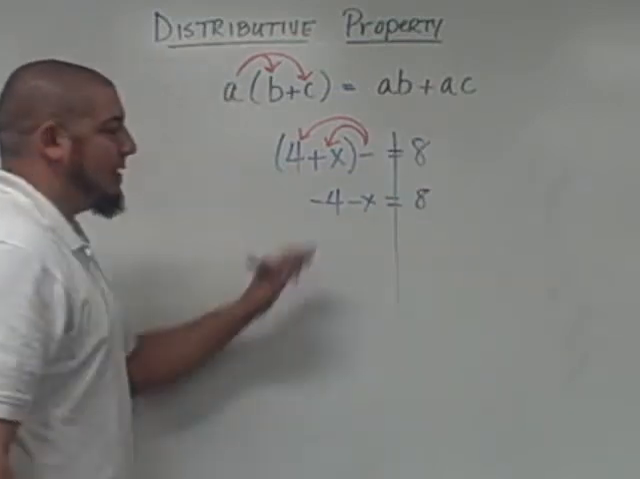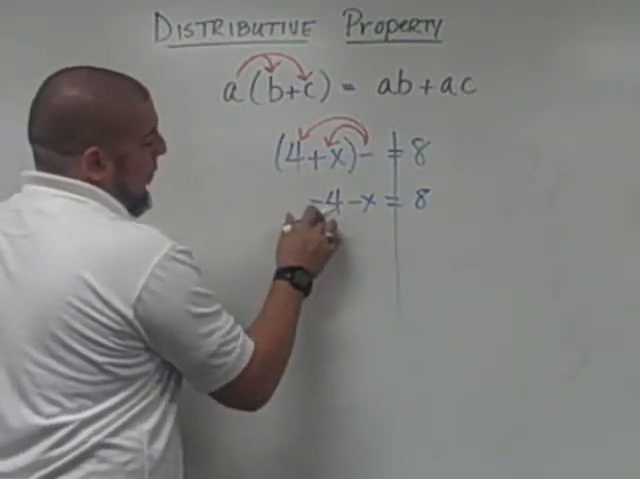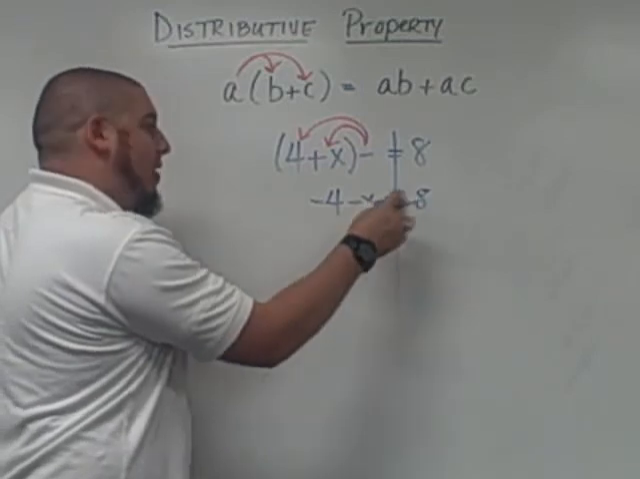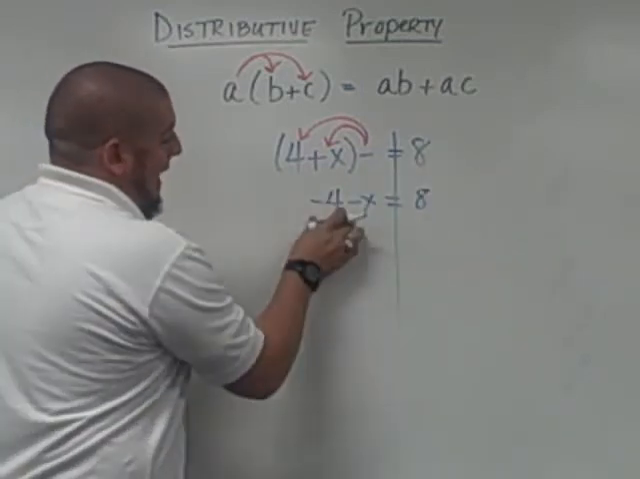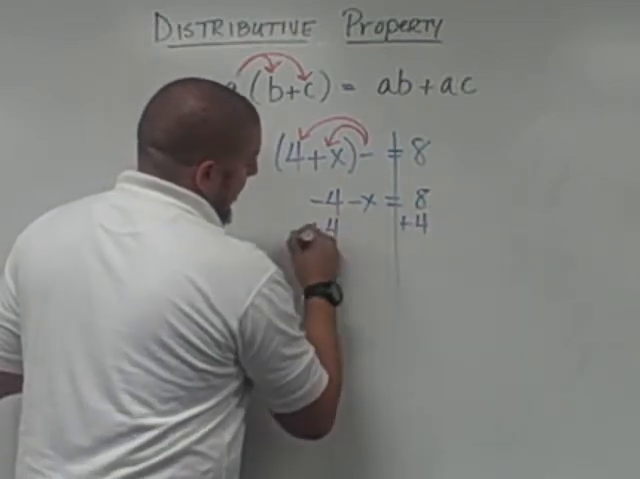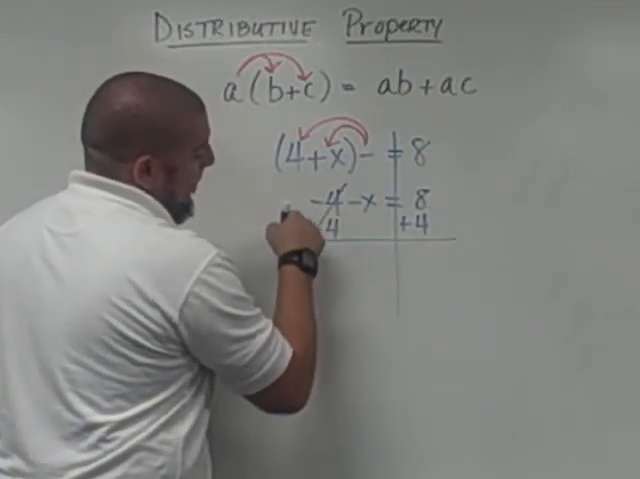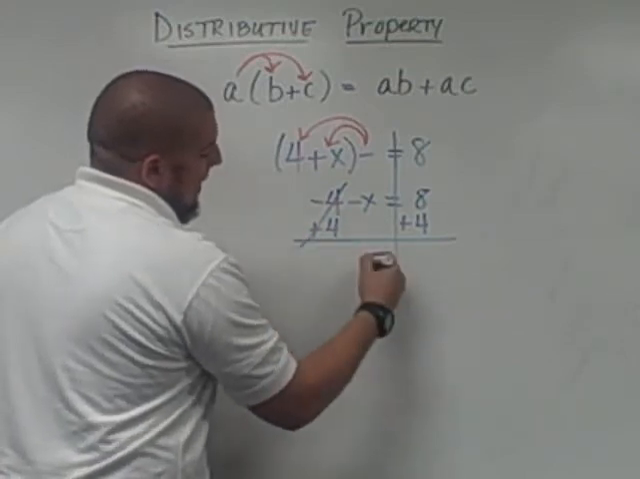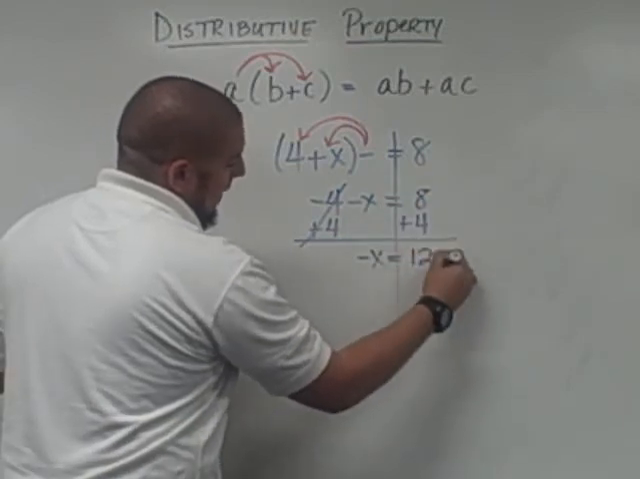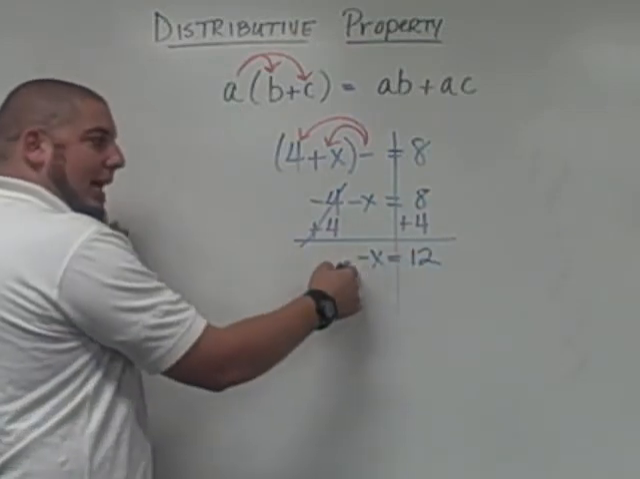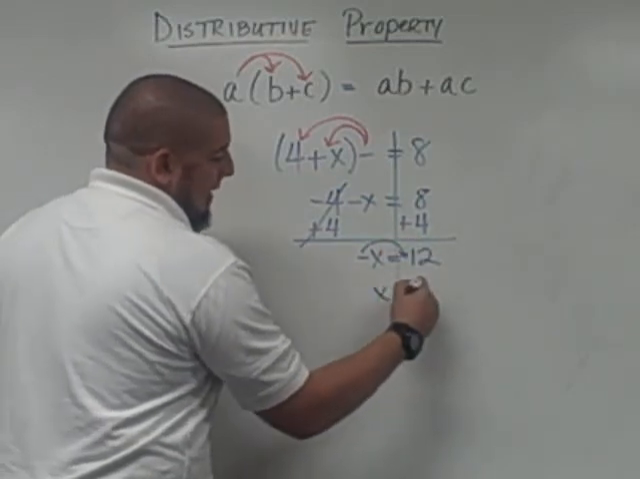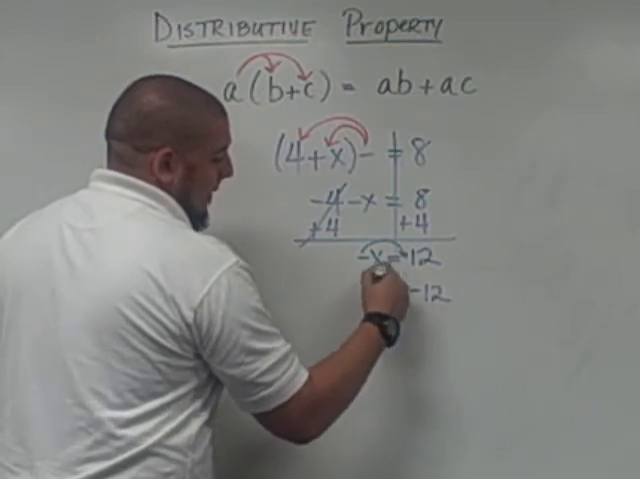If I solve for my x value, the first thing I want to do is get rid of this 4 out here. I don't want to move the x, because if I add the x to both sides, all I'm doing is putting the x on the other side. I don't want to do that. I've got to get rid of this negative 4, so I'm going to add 4 to both sides. This cancels. Those are a zero pair, a negative and a positive. Now I have negative x equals 8 plus 4, which is 12. Again, I don't want a negative, so I'm just going to throw it to the other side. It changes my sign, so x becomes negative 12.